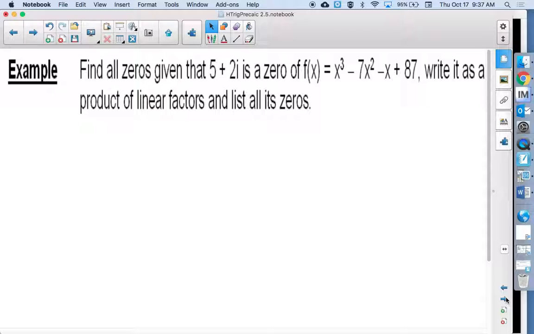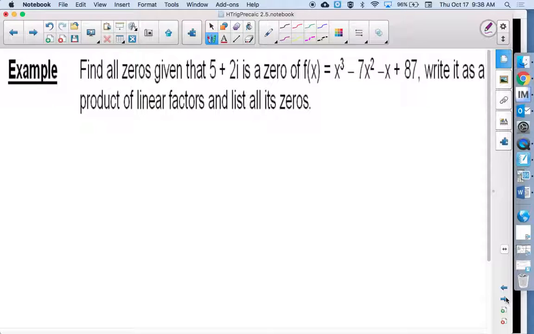So it says find all the zeros given that 5 plus 2i is a 0. And then we have x cubed minus 7x squared minus x plus 87. Write it as a product of linear factors and list all the zeros. So that's how all the questions are going to be formed. However, our goal is to use the fact that we know that a 0 is 5 plus 2i. And again, we're not looking this up in the calculator because we're going to try and use what is given to see if we can find other information.